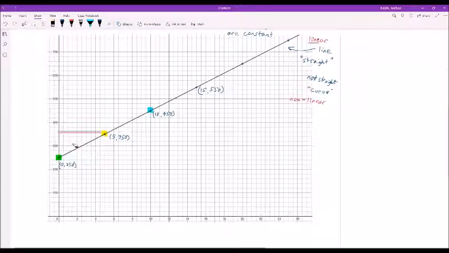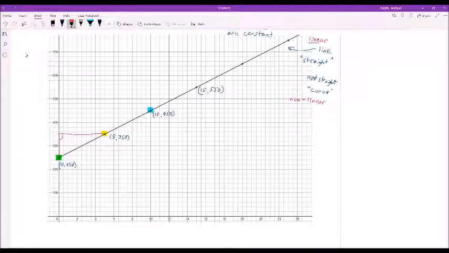Okay. So we're going from 350, the total cost 350, all the way along to the y-axis. I'm just going to draw this freehand. That's supposed to be straight. And then if I go from this point up to where this line hits the y-axis, notice that I'm forming a triangle. And this triangle is a right triangle.